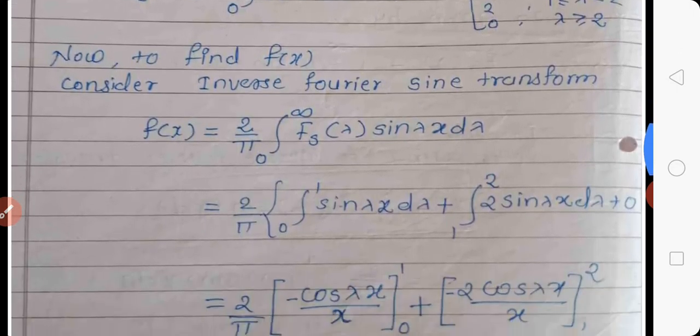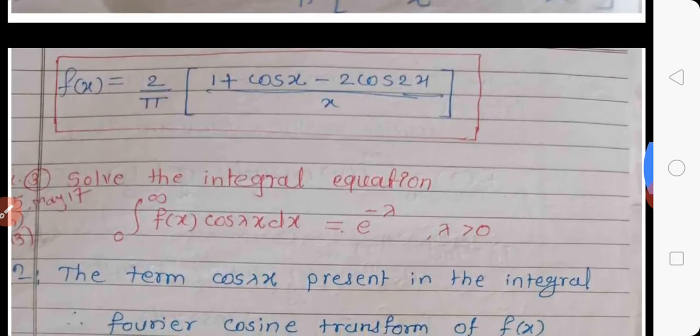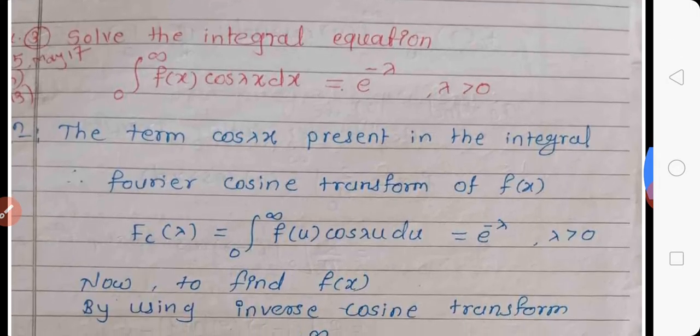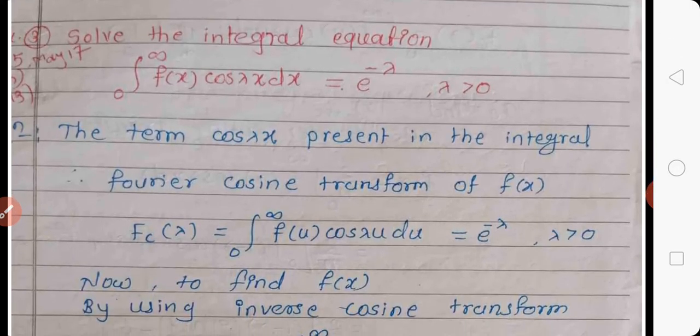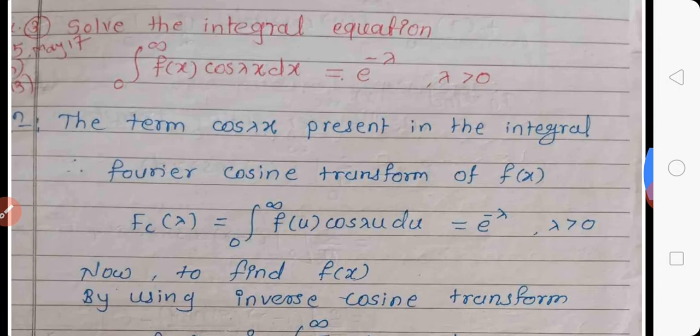If the integration involves the term cos lambda x. Here, solve the integral equation, integration from 0 to infinity f of x cos lambda x dx, which is equal to e raised to minus lambda, and lambda is greater than 0. We solve this integral equation. This integration involves the term cos lambda x.